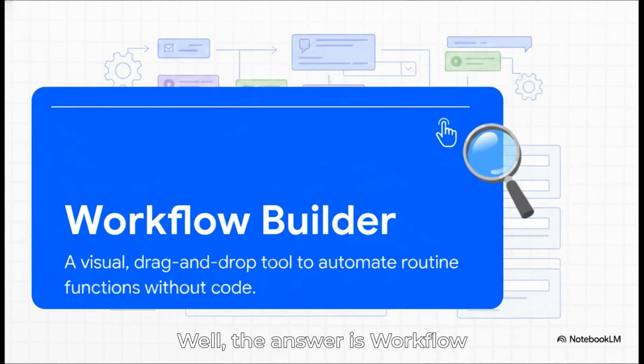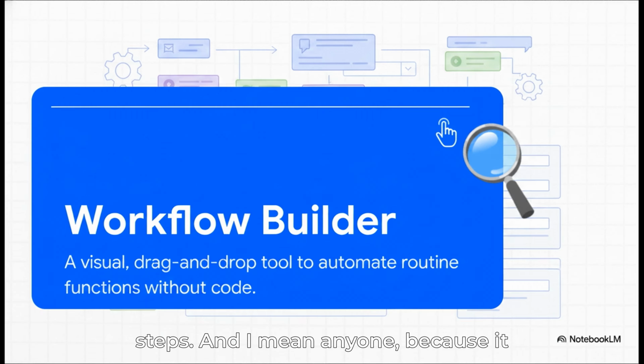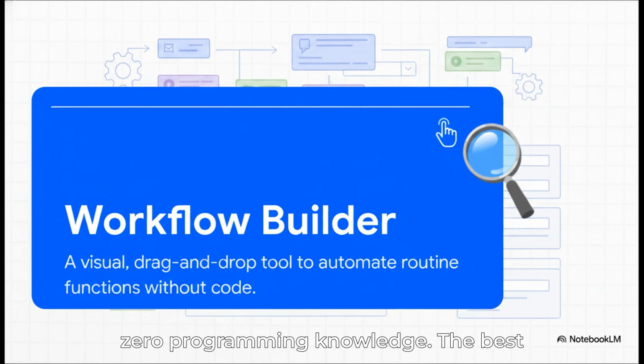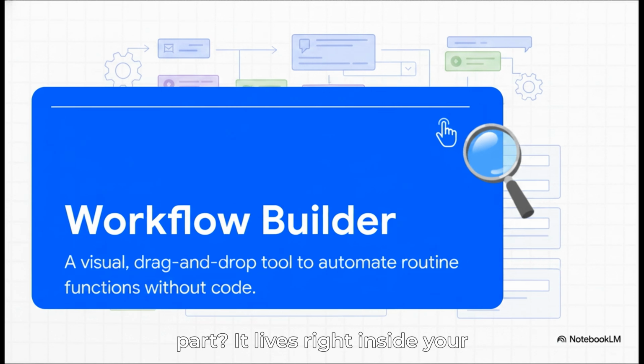Well, the answer is Workflow Builder. If you haven't used it, it's Slack's visual drag-and-drop tool that lets literally anyone automate routine functions using simple triggers and steps. And I mean anyone, because it requires absolutely zero programming knowledge. The best part? It lives right inside your Slack desktop app. You don't have to log into some clunky separate platform, and you definitely don't need to go submit an IT ticket to beg an engineer to build it for you.